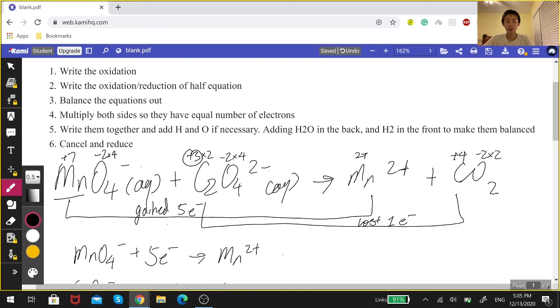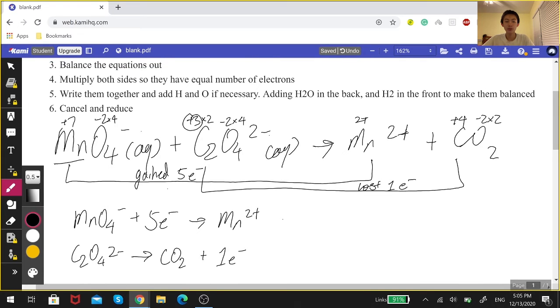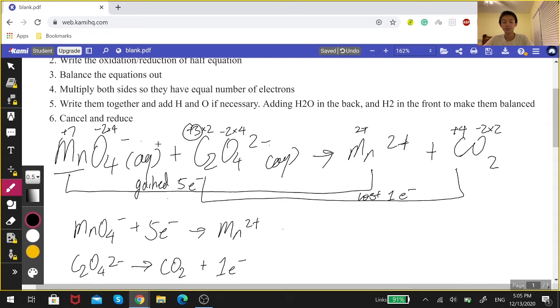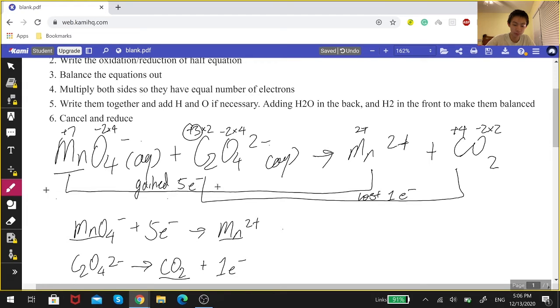And now step 3, we balance. What does that mean? We have to balance both sides, right? Mn matches. This one only has one C in CO2, whereas there are two C's on this side. So we're going to have to balance it out by writing a 2 in front over here. And now both of these will be balanced individually, right? Oh, and by adding a 2 over here, we're going to have to add a 2 to this electron as well.